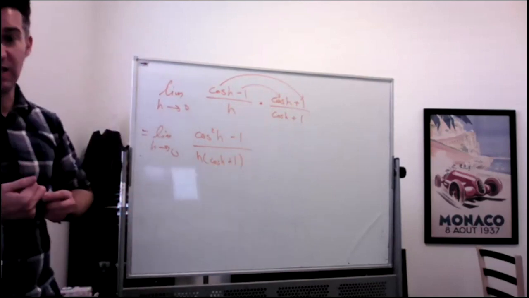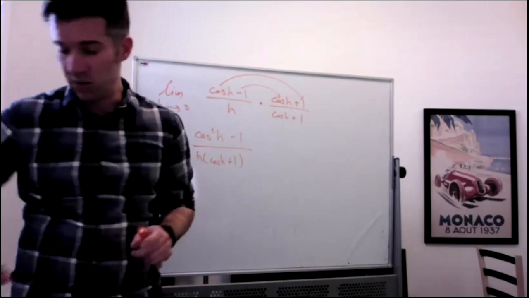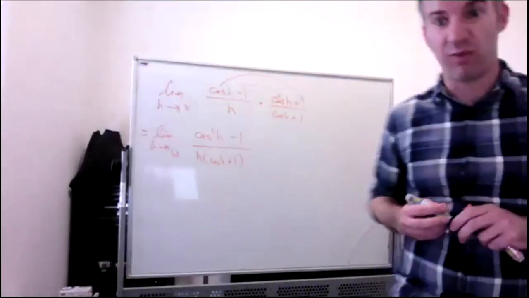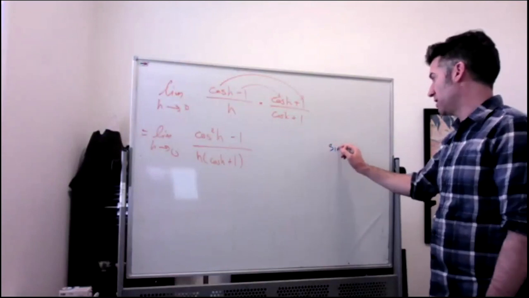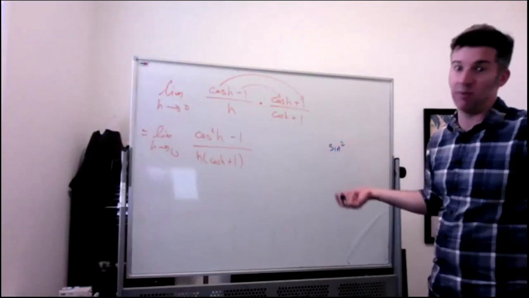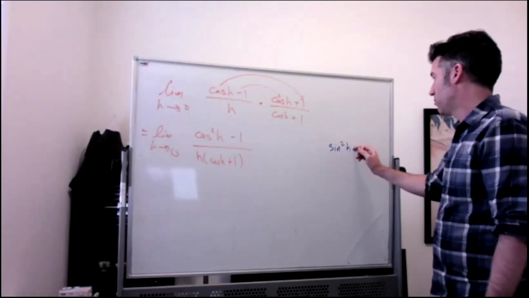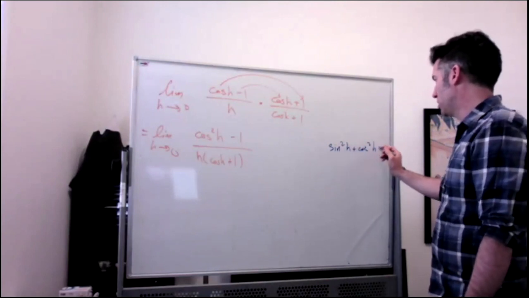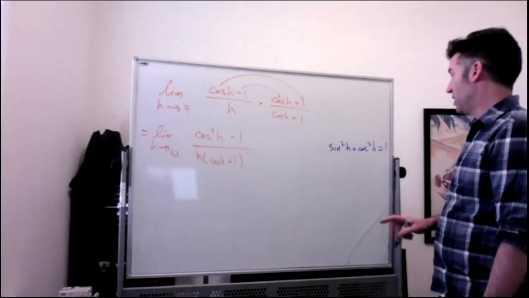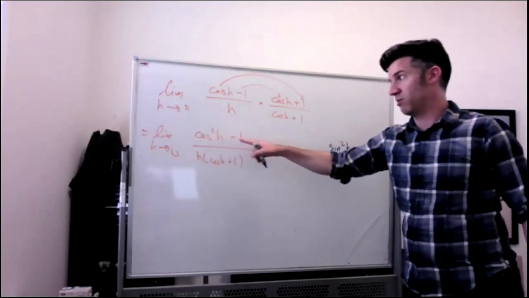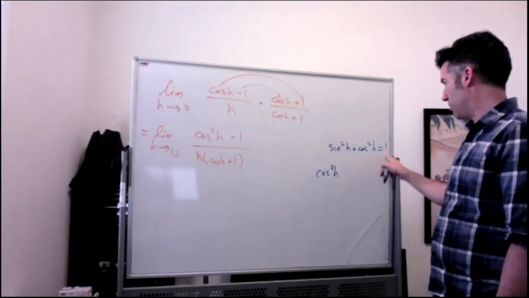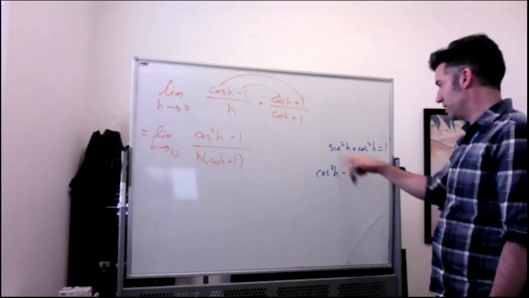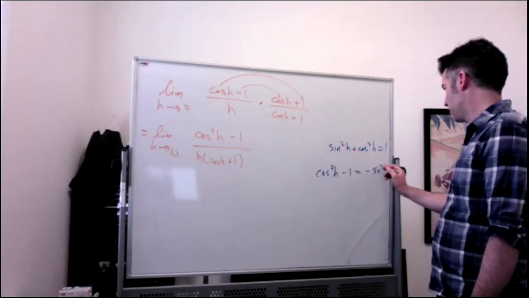There's a trig identity that comes up a lot. You guys definitely want to know your Pythagorean trig identities. The one I'm referring to here is that sine squared of whatever angle you like, I'm going to use h, plus cosine squared of h is equal to 1. If I specifically want to solve for cosine squared h minus 1, I'm going to say that cosine squared h minus 1 equals negative sine squared h.